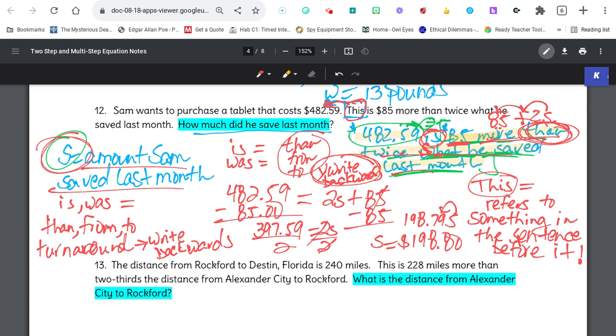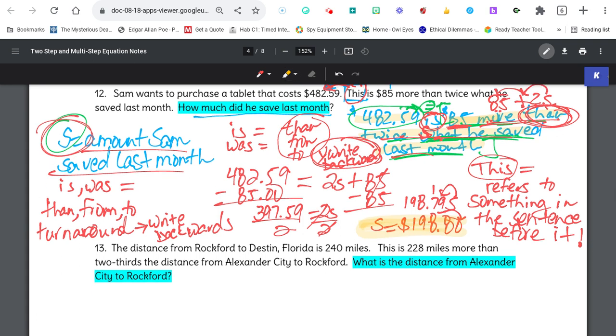But that 5 tells that 9 to go up to a 10. You know you can't put a 10 there, so you put a 0 there. And that 1 carries over to the 7, making it 80, okay? Or you can say 79 cents goes up to 80 cents. Round it up. So my final answer, what he saved last month, was $198.80.